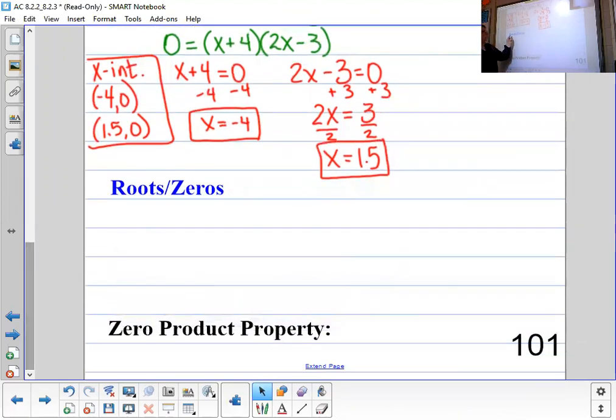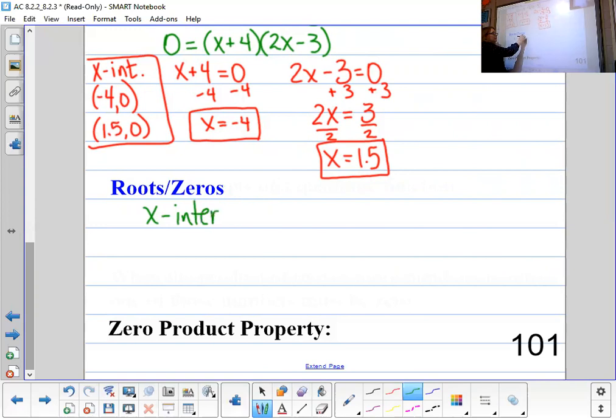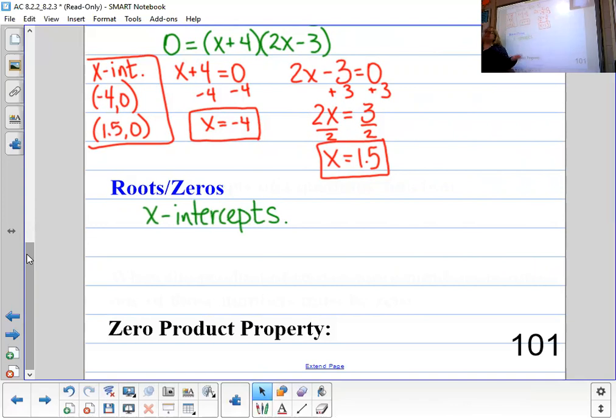In math, we call the x-intercepts lots of different words, and they all just mean the same thing. So if you see roots, they're talking about the x-intercepts. If you see zeros, they're talking about the x-intercepts. So anytime you see any of those words, they're just talking about the x-intercepts. So if anything says, find the roots of this equation, you're just going to find the x-intercepts. Or if it says, find the zeros of this equation, you're going to find the x-intercepts. Does that kind of make sense?